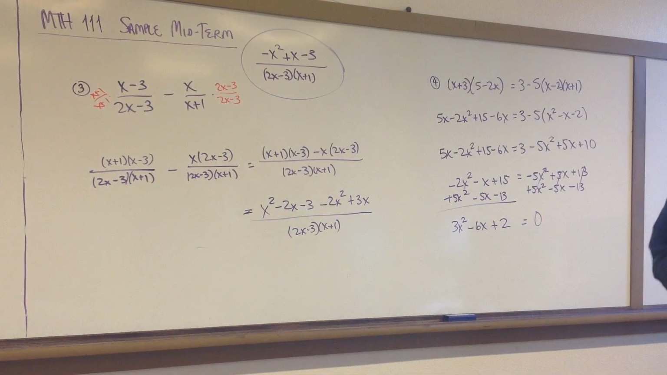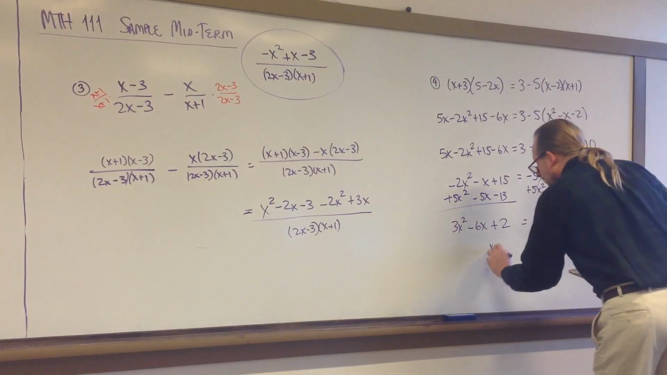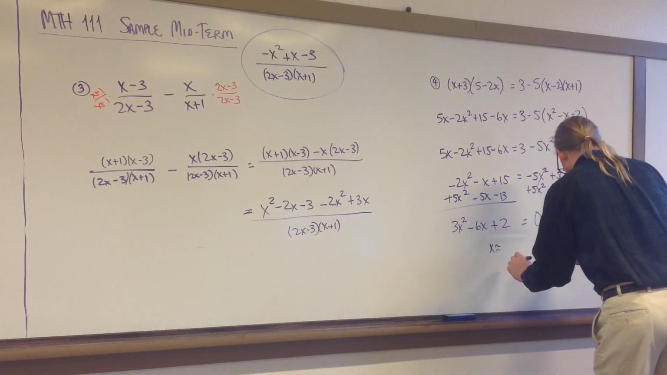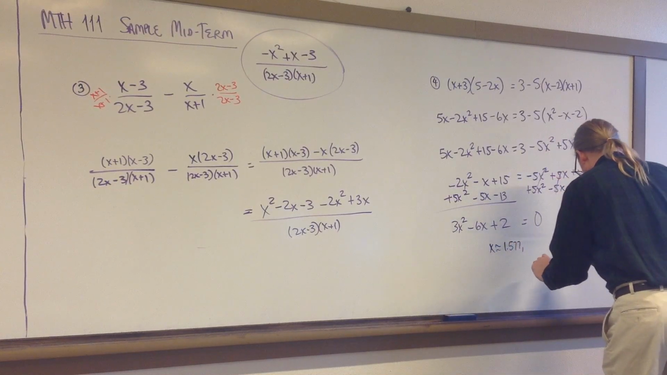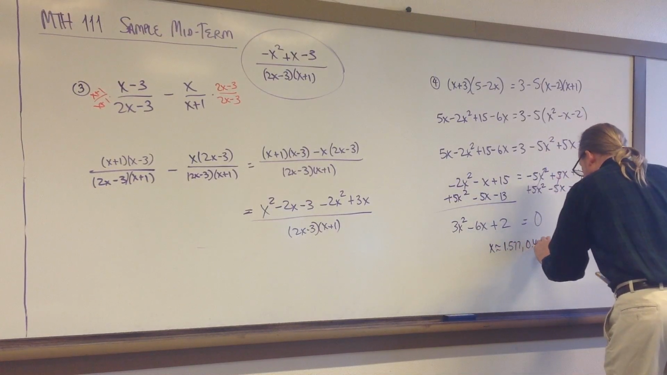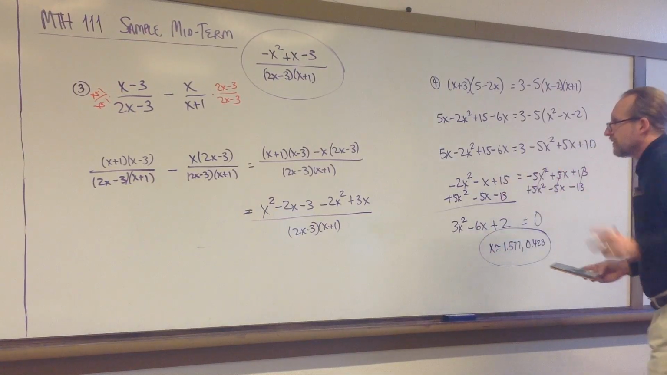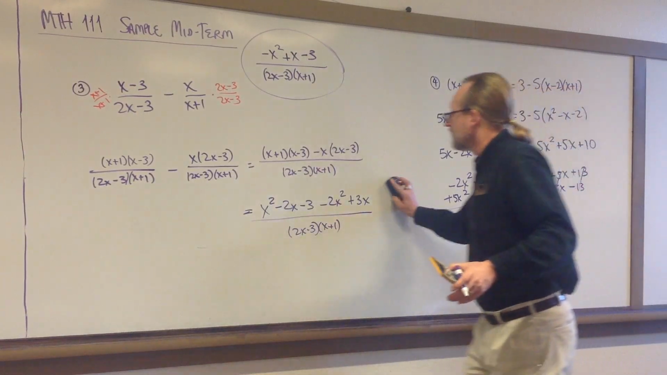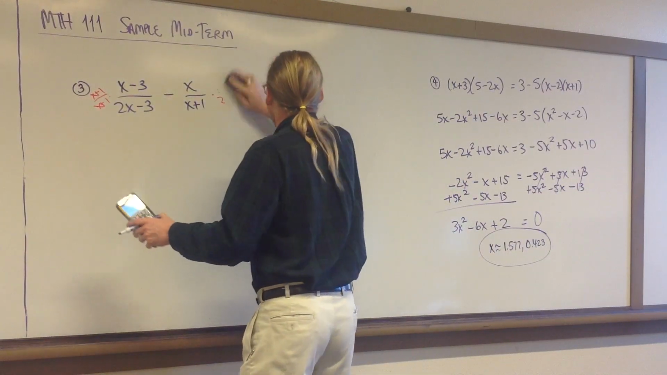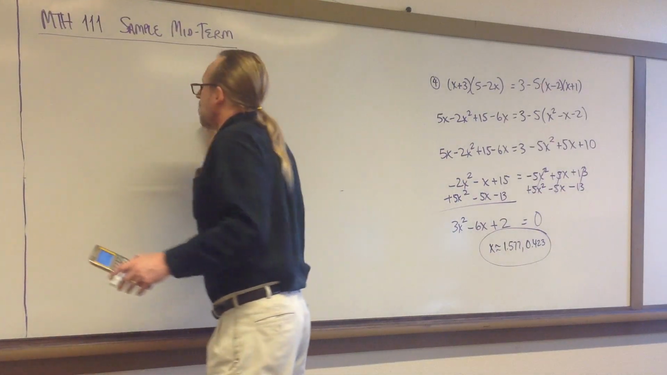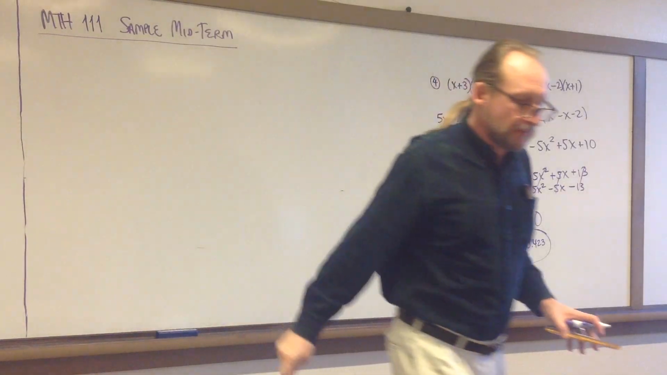Alright, so let's run it through the quadratic formula here. 3, negative 6, positive 2. And so x could be approximately 1.577 or 0.423. All right. There's problem 4. I think problem 5 is a cross-multiplying problem, yeah.